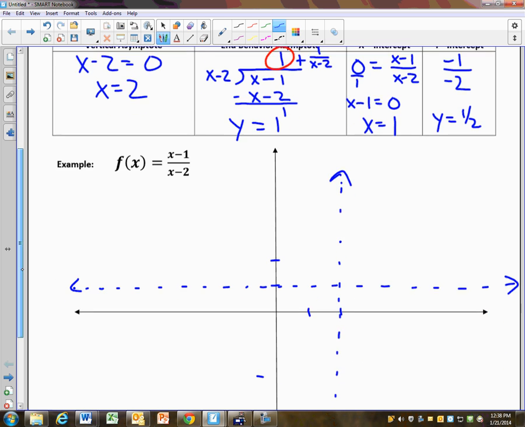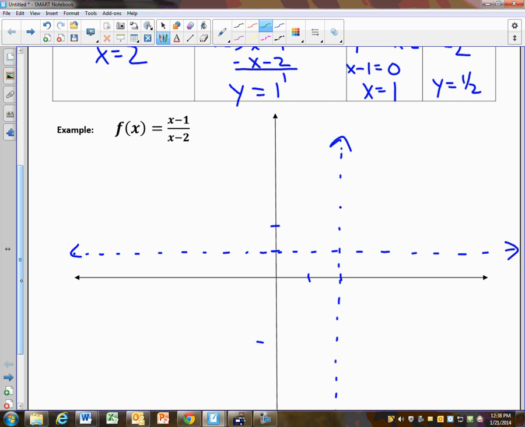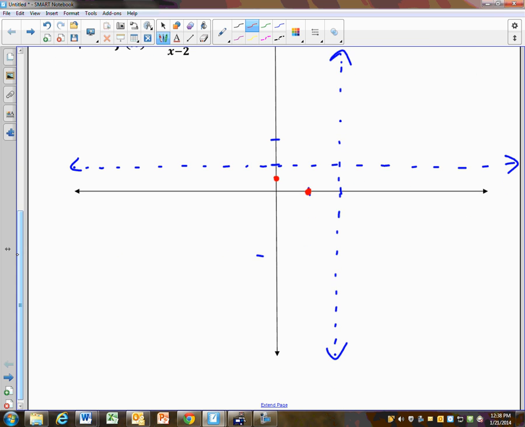So you can see if you plot those points, I'll put those in red. I have X equals 1. I have Y equals 1/2. So we'll see if you connect the dots here. This graph is either going to be in the top part or the bottom part. Do you know which it is now? The bottom part. Why? Because it's going to go through these 2 points and it won't touch the asymptote. So the graph looks like this.